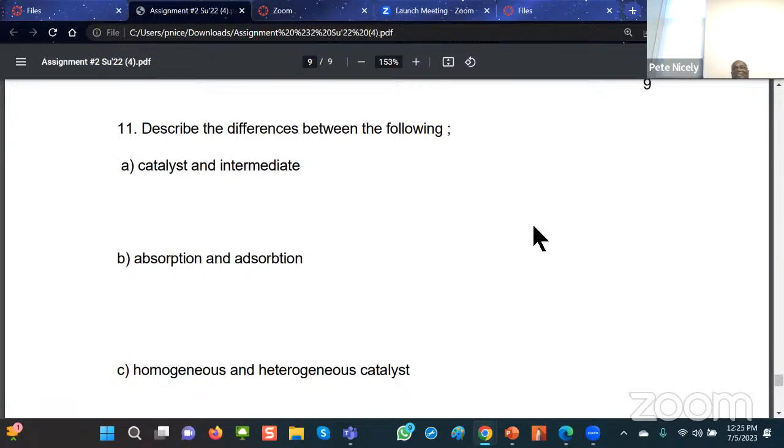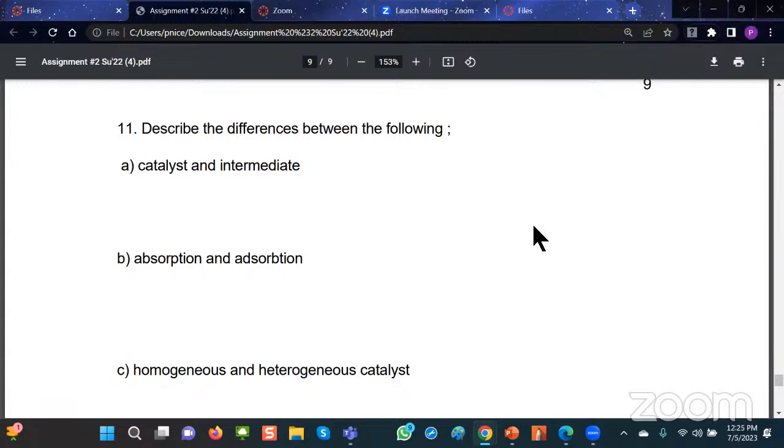What's the difference between a catalyst and an intermediate? A catalyst is produced at the end of the reaction and is a reactant at the beginning, and then an intermediate is produced by one step and then used as a reactant in a later one. Okay.